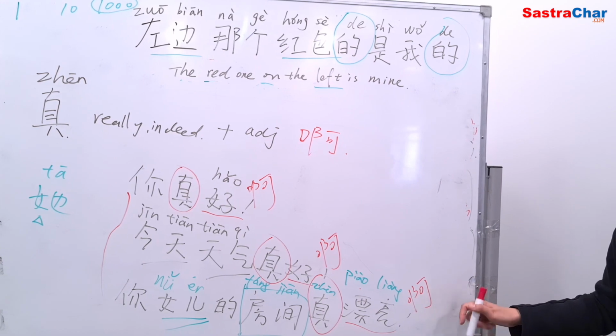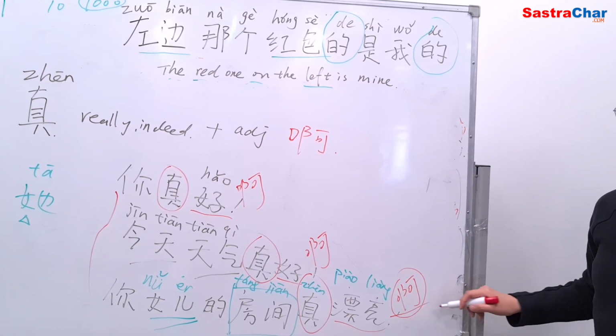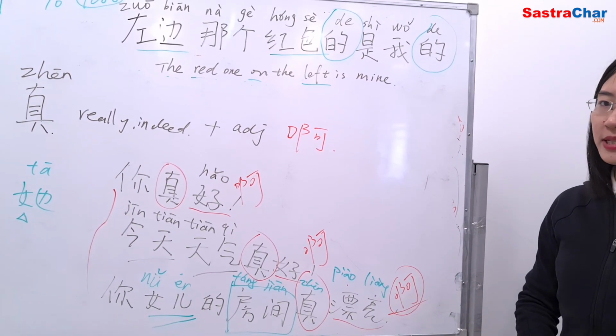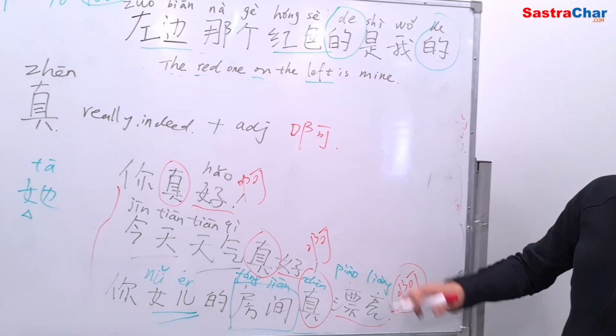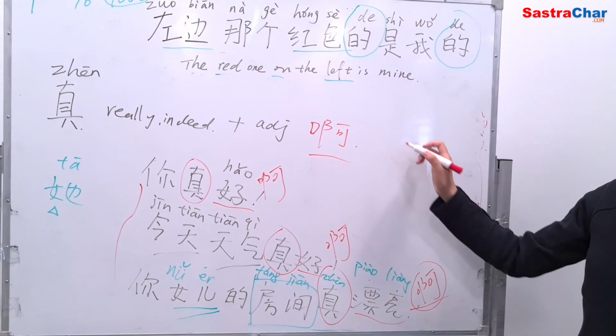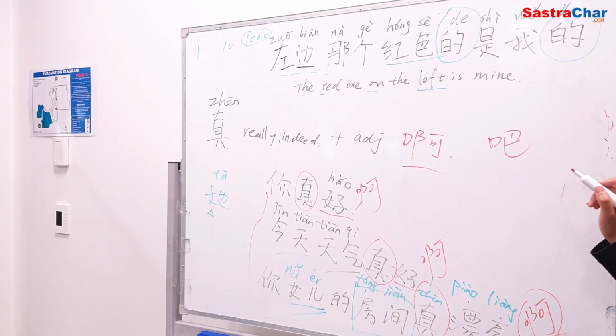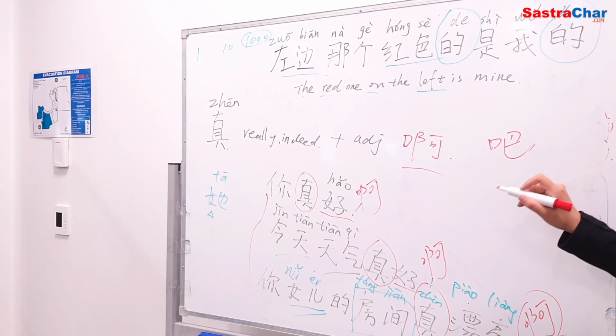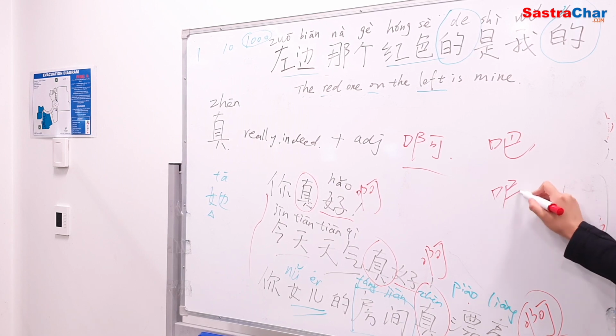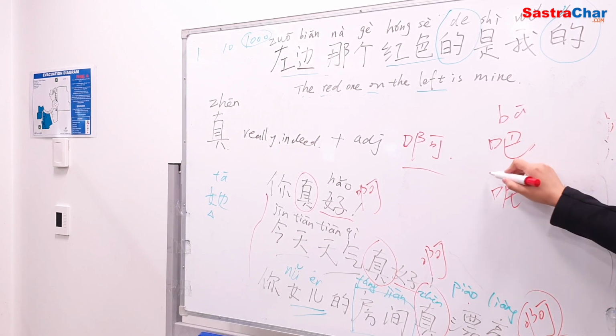Okay? Okay. So you want to praise something or you want to express your surprise, you can all use right? And what about ba? Yeah, ba is a suggestion, right? It's a suggestion. And what about ne? This is ba, this is ne.